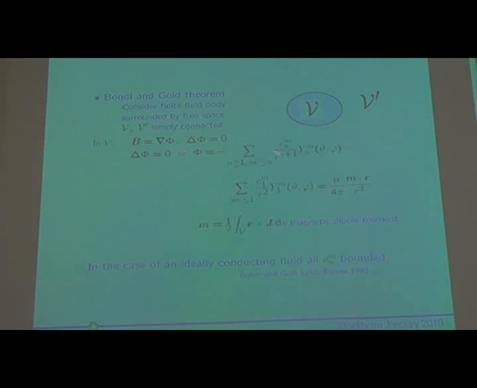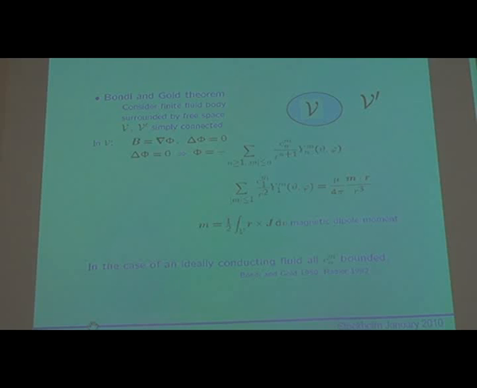You can do the same with the other terms, and you have then a quadrupole moment, which is a second rank tensor, and higher moments. In the case of an ideally conducting fluid, Bondi and Gold have shown that this m is bounded. And later I generalized it in the sense that also higher magnetic moments are bounded.